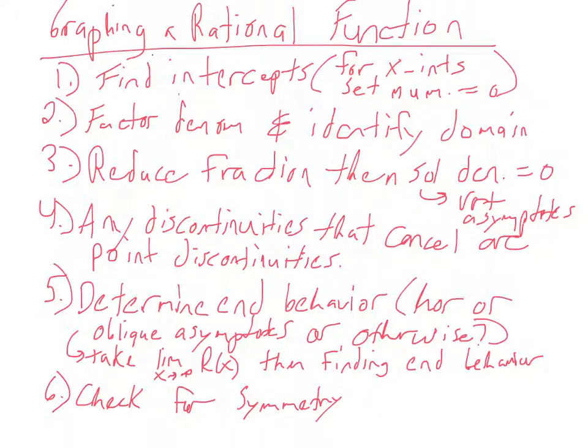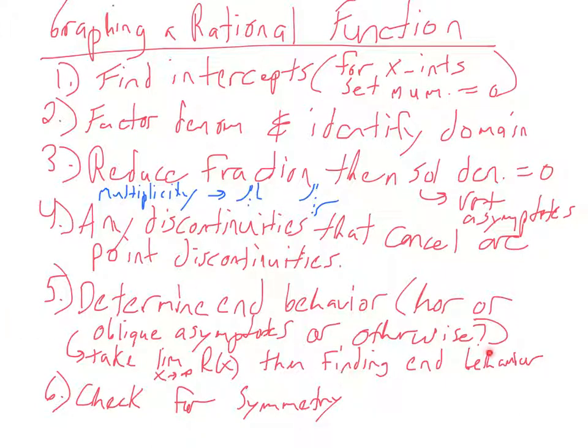And as far as vertical asymptotes, the multiplicity of the asymptotes tells you whether it looks like this or it looks like that. Okay? So there's a lot of little nuances and things that you have to know. So that's the step-by-step process we'll use.